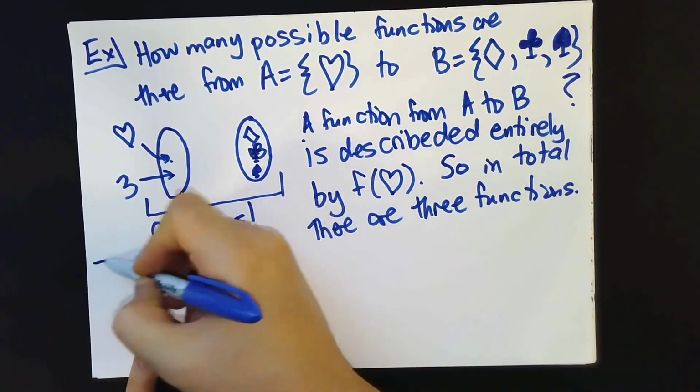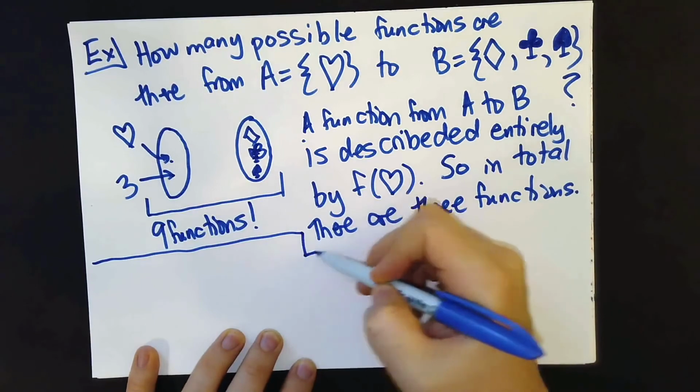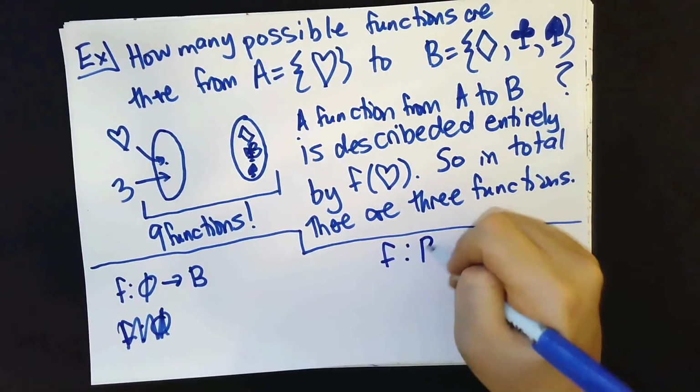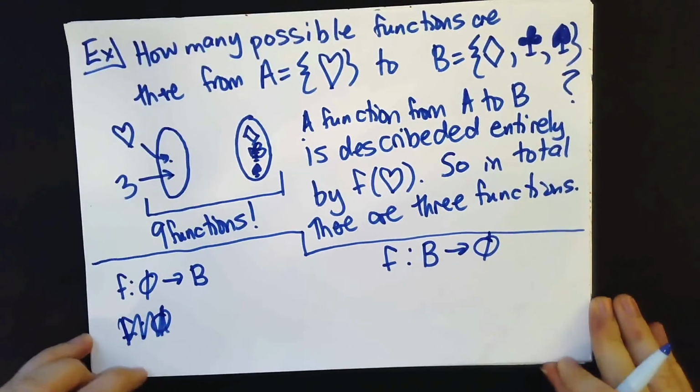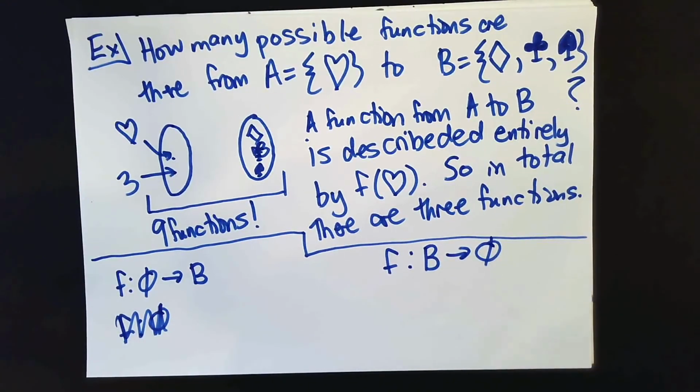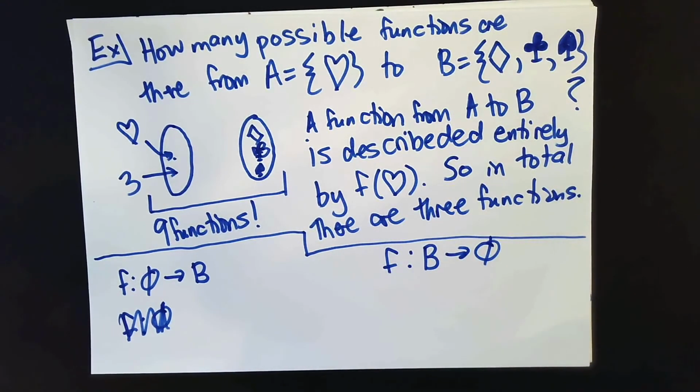Let's mix this up a little bit. And so let's talk about our nemesis, the empty set. So I'm going to keep the same set B. That is, B is still the set diamond, club, spade. But my question now is, how many functions are there from the empty set to B? And how many functions are there from B to the empty set?